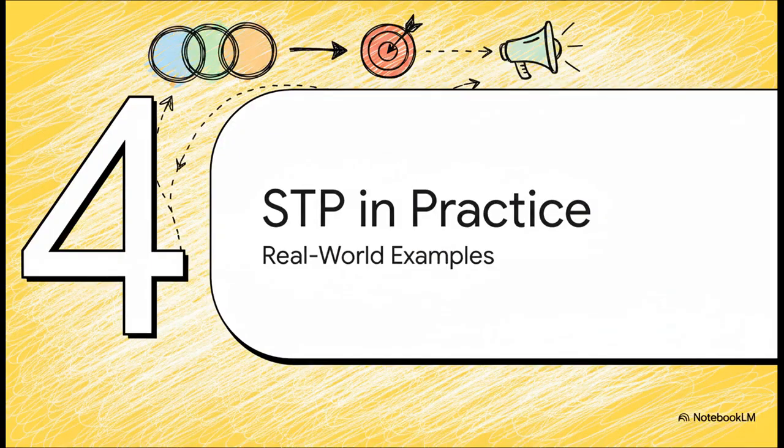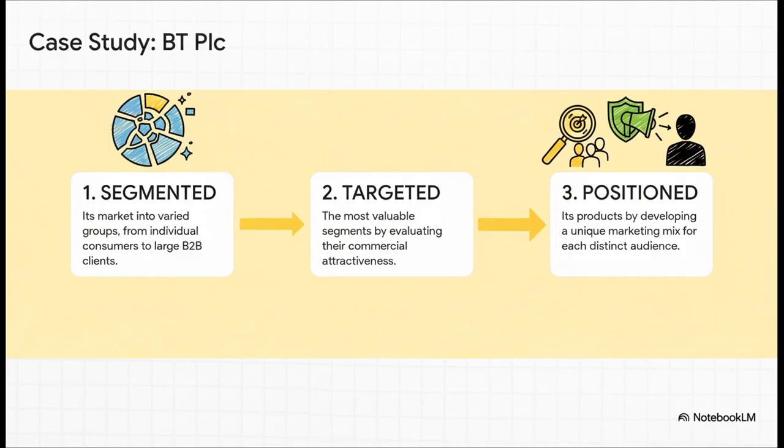So that's all the theory, which is great. But let's make this a little more concrete, shall we? How does a major company actually use the STP model to navigate a super complex market in the real world? Well, a fantastic example is BT plc, the UK's biggest telecoms company. I mean, think about it. They have an absolutely massive customer base. Everything from a single person using their home internet to huge business clients. So what do they do? They use STP to create totally different messages and product packages that are tailored perfectly to what each of those groups actually needs.